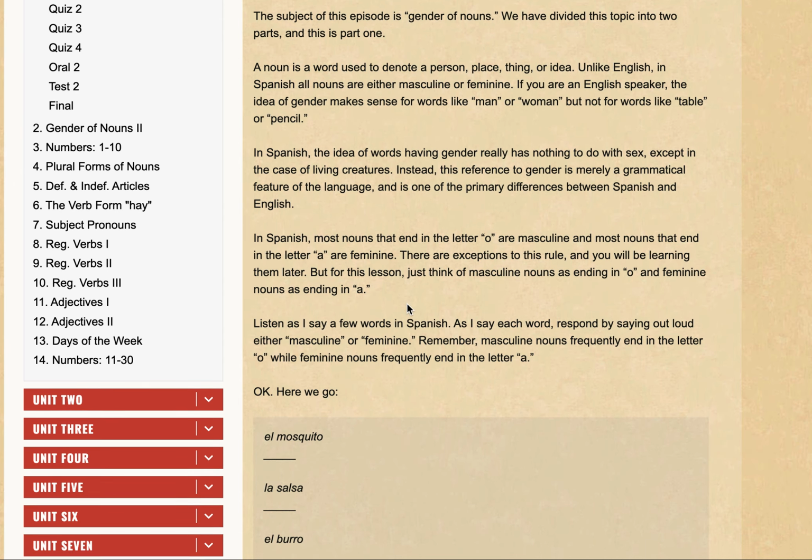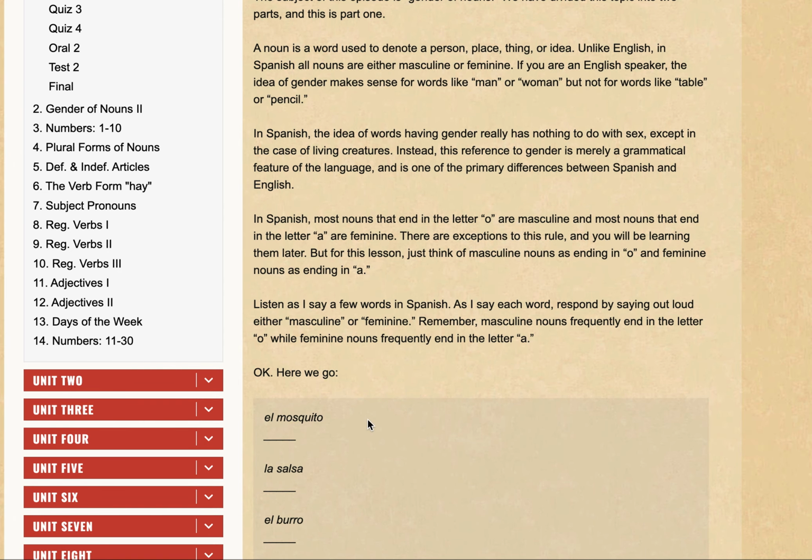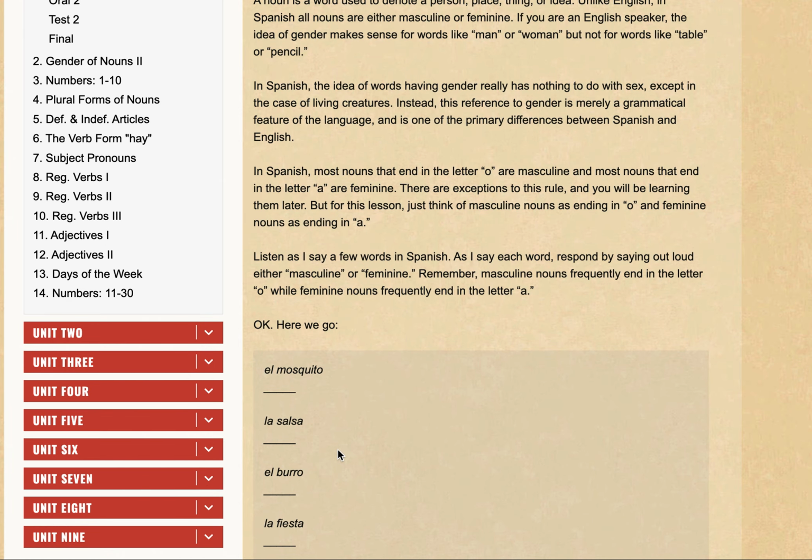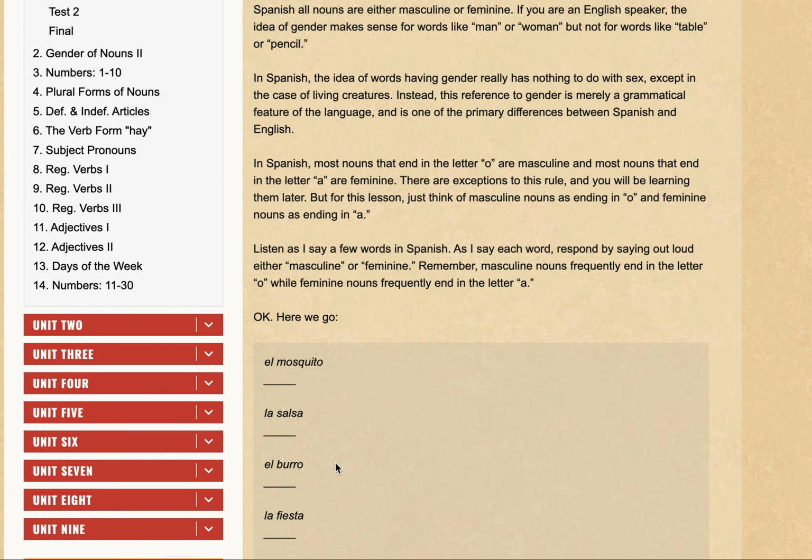Okay, here we go. El mosquito. Masculine. Did you say masculine? Yes. La salsa. Feminine. Did you say feminine? Yes. El burro. Masculine. La fiesta. Feminine.